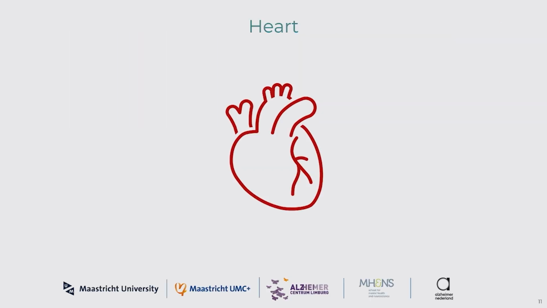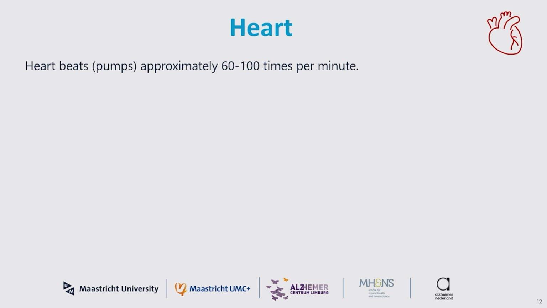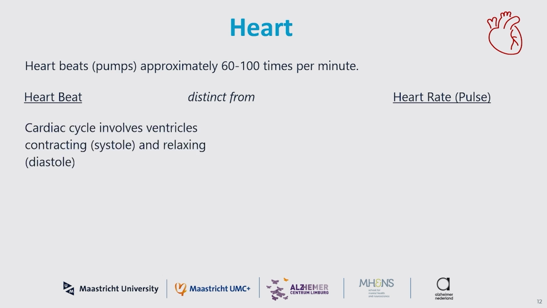So now let's talk about the heart. The heart pumps approximately 60 to 100 times per minute. And once again, we have two different things. When you think about the heartbeat and how this affects the fMRI signal, you might think about the heartbeat, the pumping of the heart. But another factor is the heart rate. So that's actually the frequency at which the heart pumps.